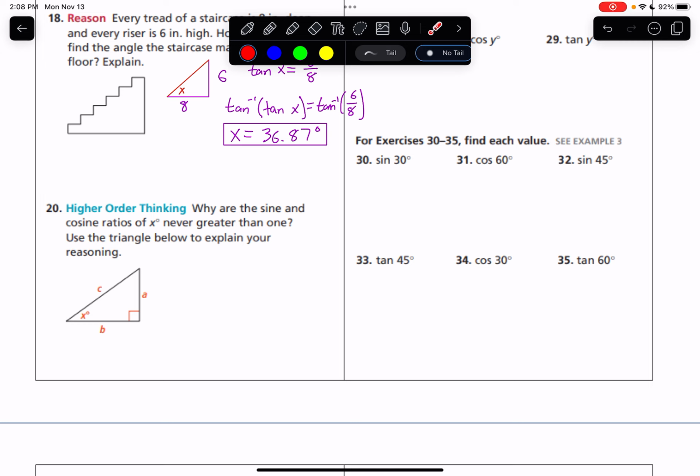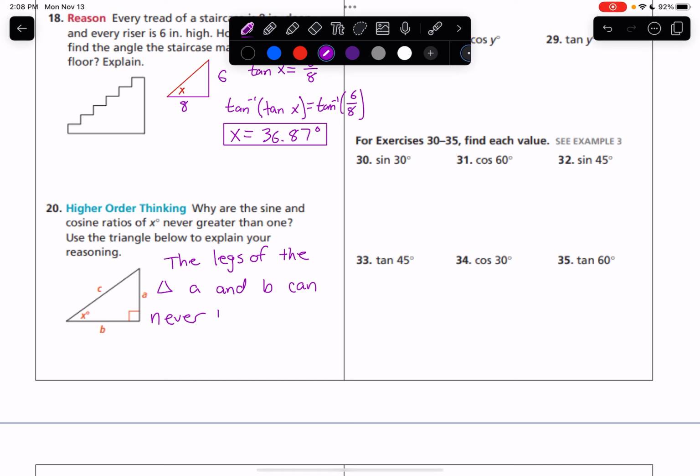Either way, we're dividing a smaller number by a larger number, because no side can ever be longer than the hypotenuse. So we can say the legs of the triangle, A and B, can never be longer than the hypotenuse C. There we go.